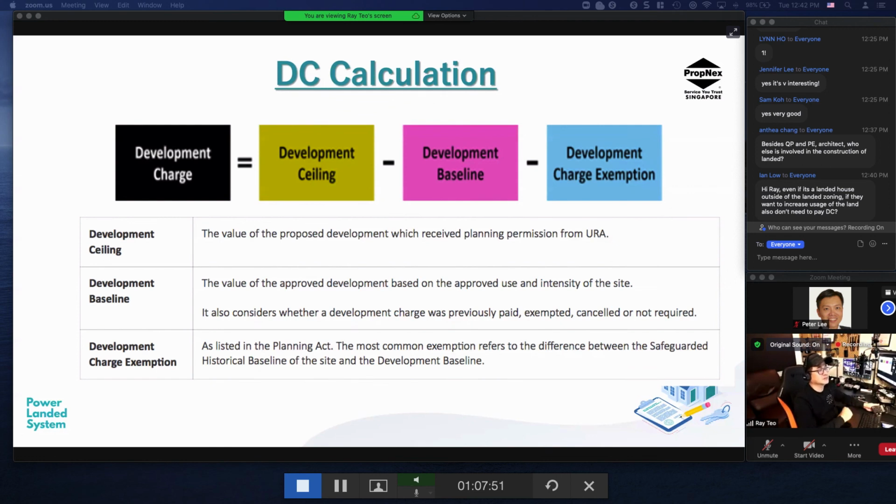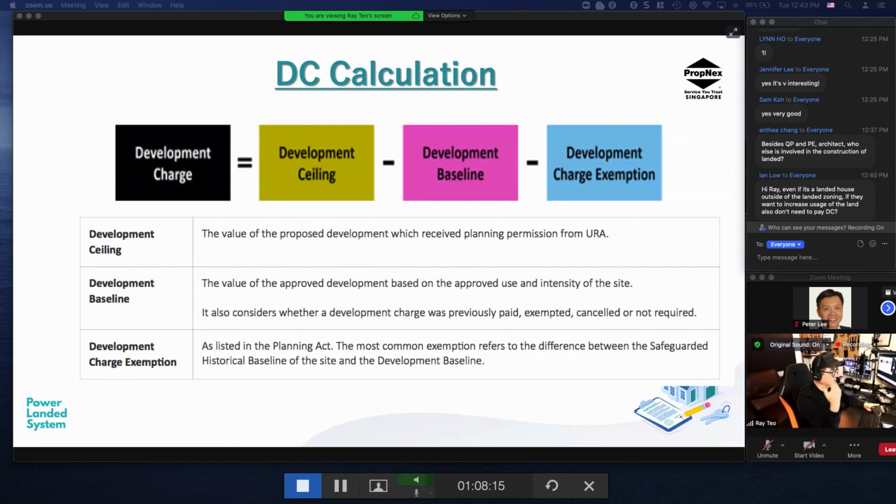Anyway, even if it's a landed house outside the landed zoning, if they want to increase usage of land, also don't need to pay DC, as long as it is landed. If you change your apartment, have to pay. As long as landed, one unit to one unit.